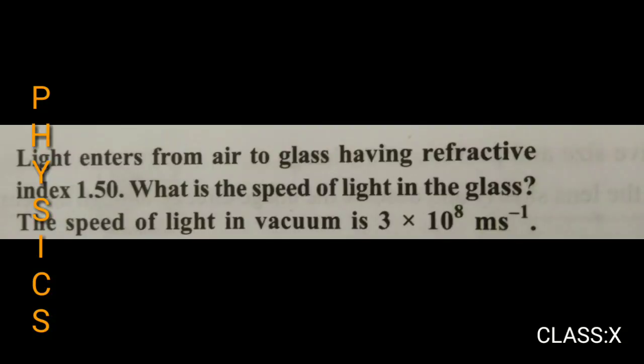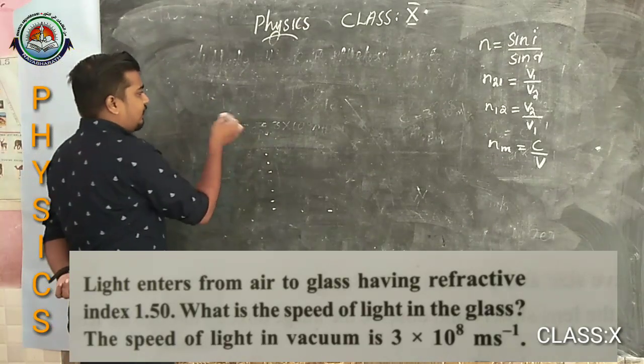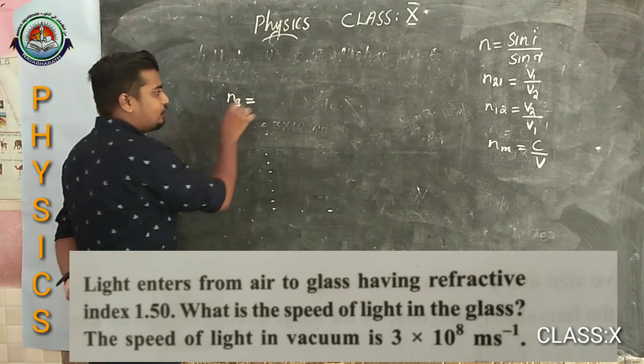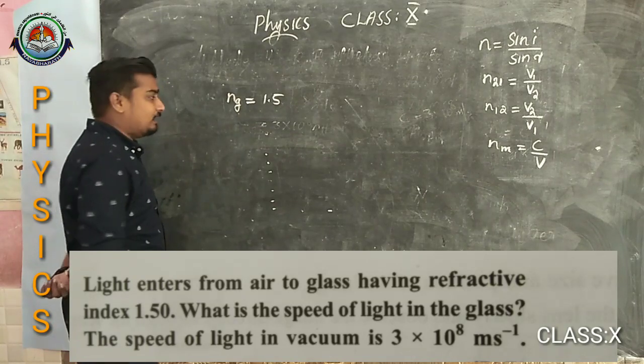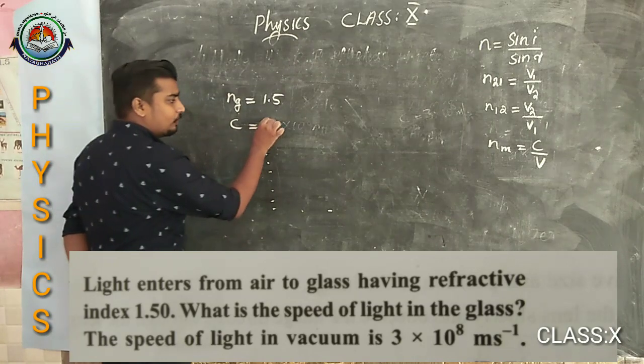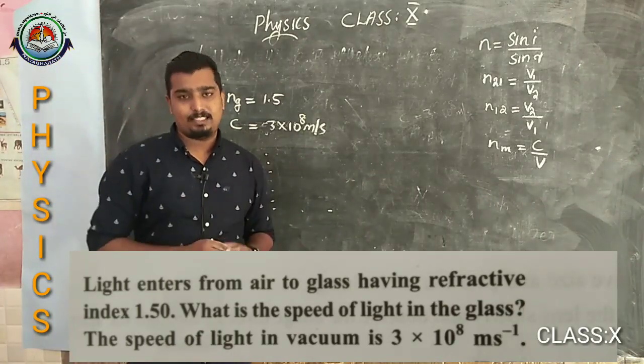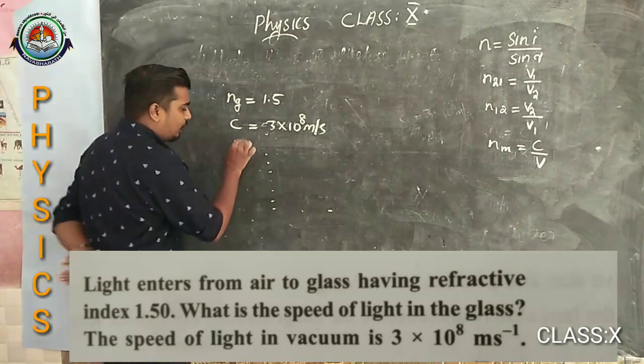Okay. The next question. The light enters from air to glass having refractive index 1.5. What is the speed of light in the glass? Okay, I repeat. Light enters from air to glass having refractive index 1.5. What is the speed of light in the glass? The given value is speed of light in vacuum is 3 into 10 raised to 8. In this question, the given values are the refractive index of glass, that is Ng equal to 1.5, and the speed of light in vacuum or air C equal to 3 into 10 raised to 8 meter per second. What is the question? What is the speed of light in glass? Okay, that means here we want to calculate Vg.